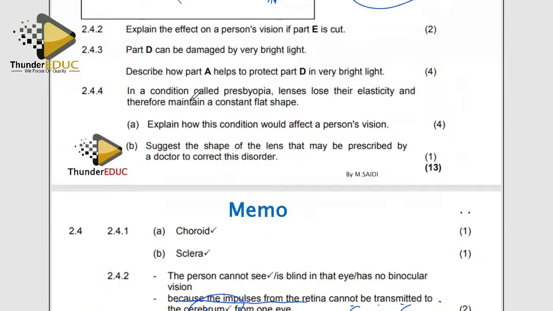So explain: in the condition called presbyopia, the lens loses its elasticity. If the lens loses its elasticity, it maintains a constant flat shape. If it is flat, it cannot become more convex or thicker. So explain how this condition would affect the person's vision. Who can tell me the answer?